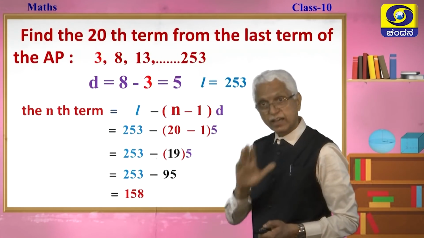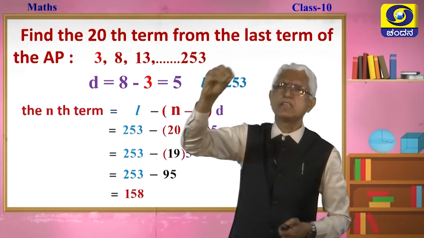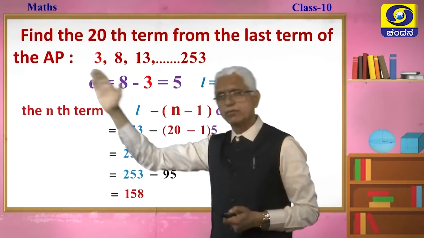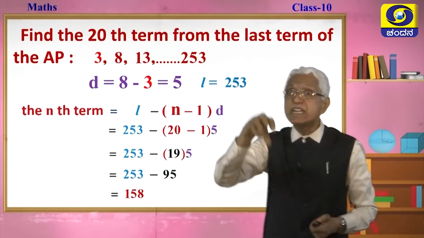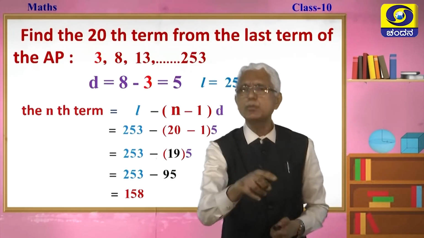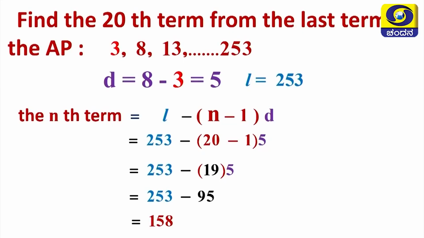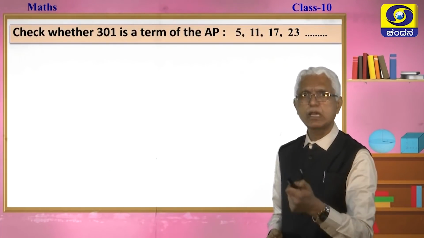Correct? Right? You can try out this. Go home and complete this: 3, 8, 13, 18, 23, 28 till 253. From 253 come backwards and see which is the 20th term. It is bound to be 158. Correct? Therefore, this is one of the simple formulas to find out the nth term from the last term, any term from the last term. That is wonderful, my dear children. That is really good. I am so happy.